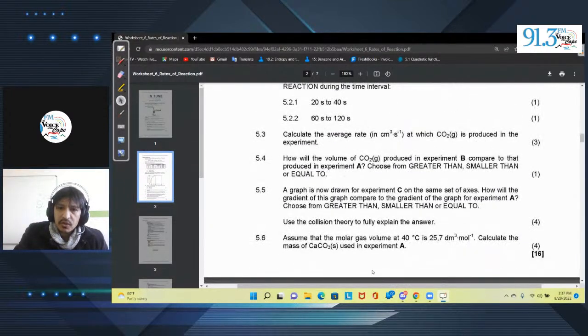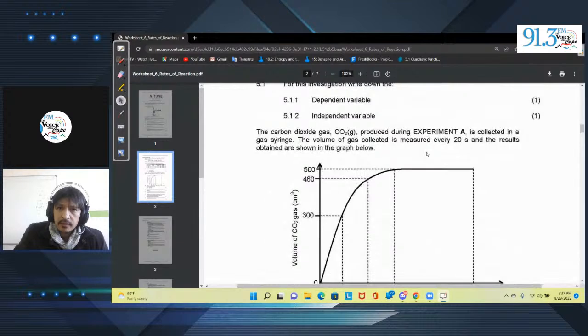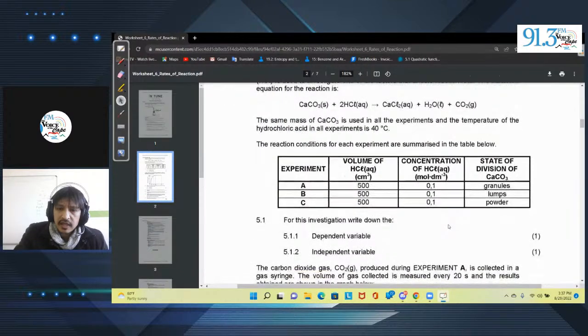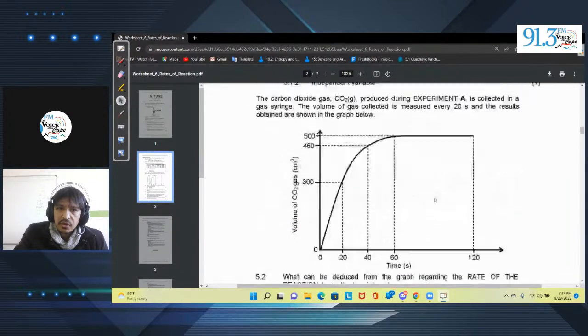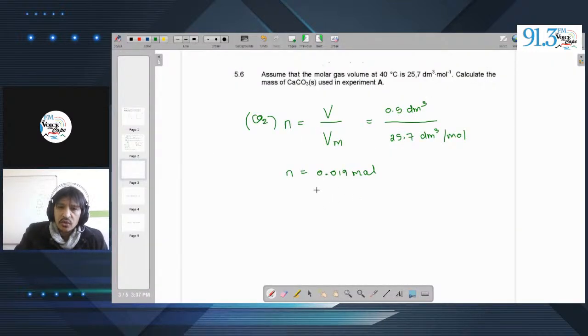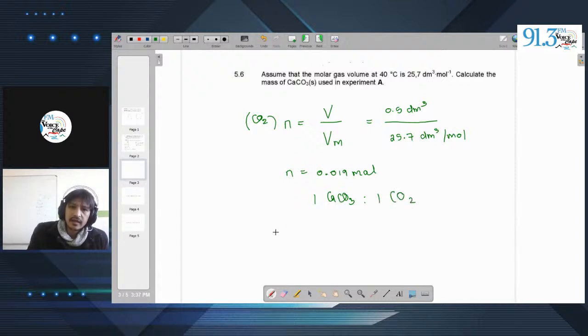molar ratios. And we're going to compare the calcium carbonate to carbon dioxide. So we go up. Oh, 1 mole of calcium carbonate to 1 mole of carbon dioxide. So therefore, the calcium carbonate used up would be the same value that we just calculated, 0.019 mole. So we can say, well, we have 1 mole of calcium carbonate to 1 carbon dioxide. Therefore, the number of moles of CaCO3 is equal to 0.019 mole.